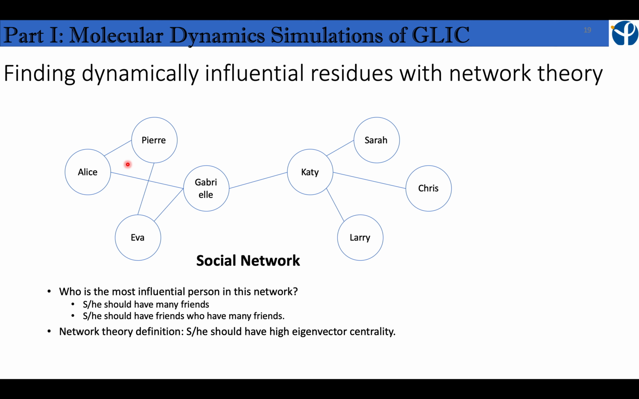Now the question is this: who is the most influential person in this network? We have two conditions. The first condition is that he or she should have many friends, and he or she should have friends who have many friends. It is not sufficient to have many friends in a social network, whether online or in real life. If the person has many friends who have many friends, it means that person is influential. So in terms of network theory, the person should have high eigenvector centrality.